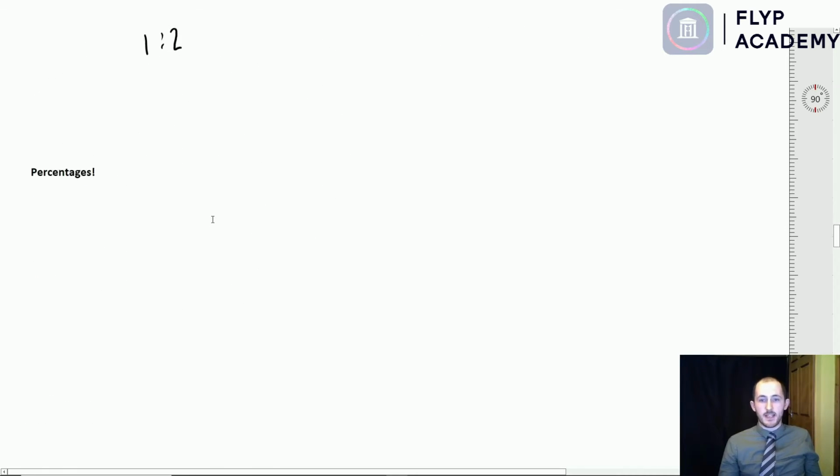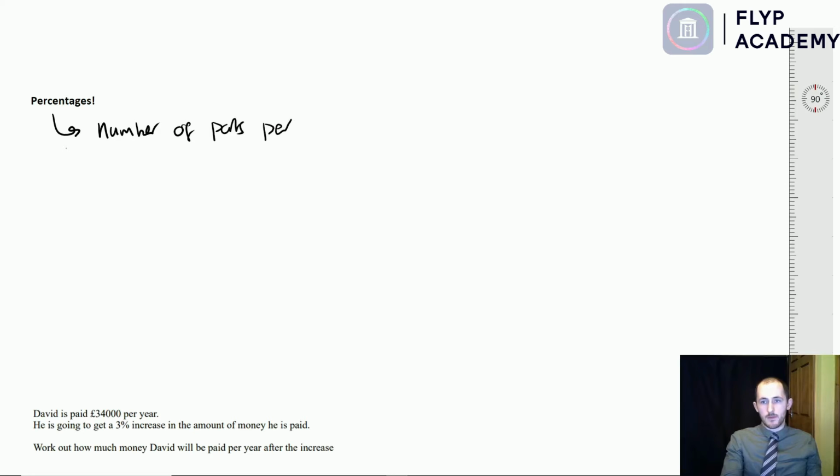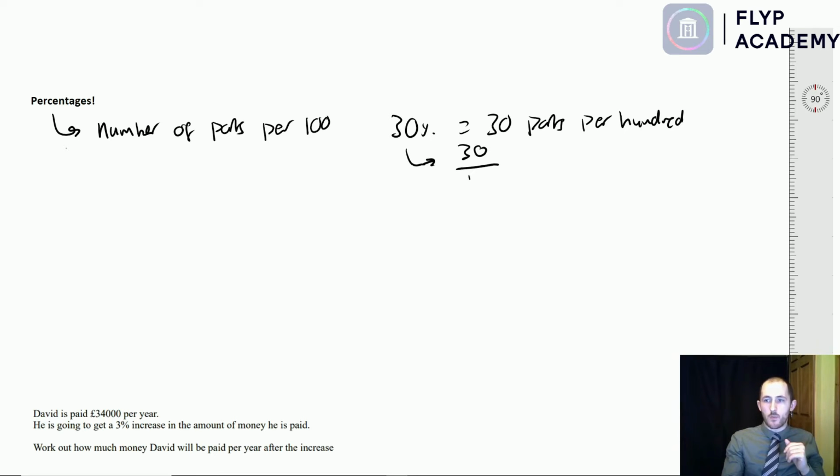The next part is all about percentages. Okay, so there's a lot of stuff you need to remember for percentages. And again, we do have a couple of examples here, but we need to go through some basics first. So first of all, a percentage is just a number of parts per 100, okay? So the idea is that 30% is the same as saying 30 parts per 100. This doesn't really come up in questions at all, but the idea is that you should be able to say that 30% is the same as 30 over 100.